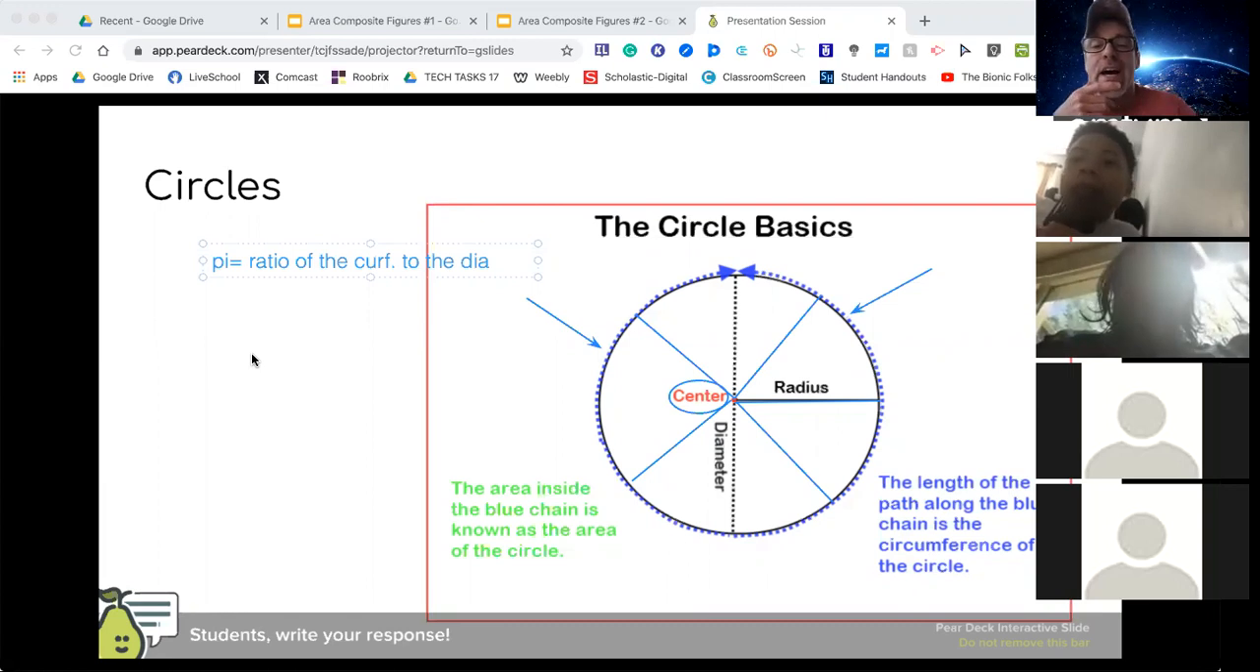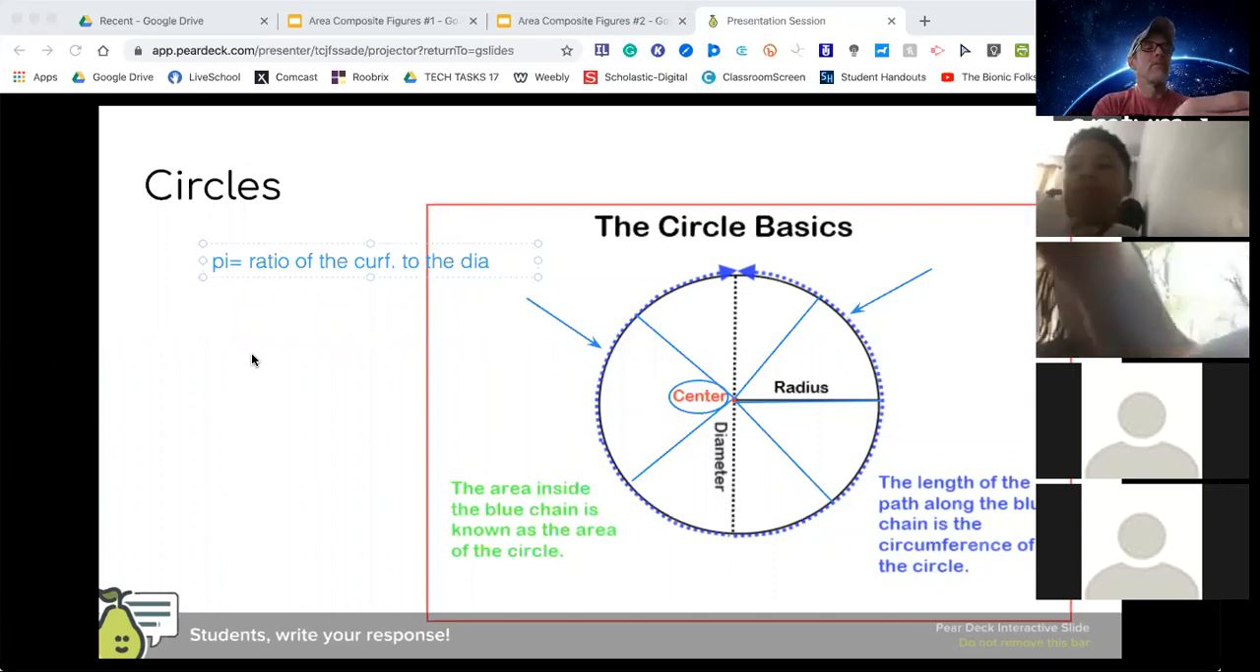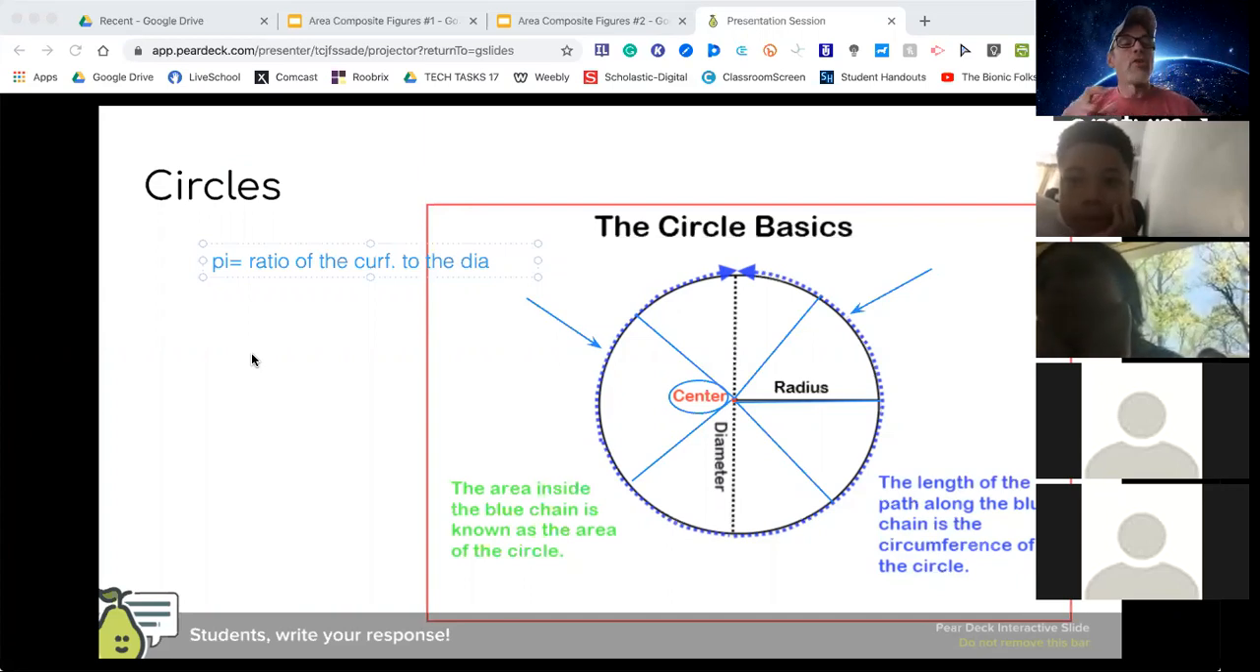So the question is, if I know the diameter of the circle, how would I figure out its circumference without measuring? Okay, so most of you said I would multiply the diameter times pi, 3.14. That's correct. But if I knew the circumference, how would I get the diameter? I would divide that by pi, right?